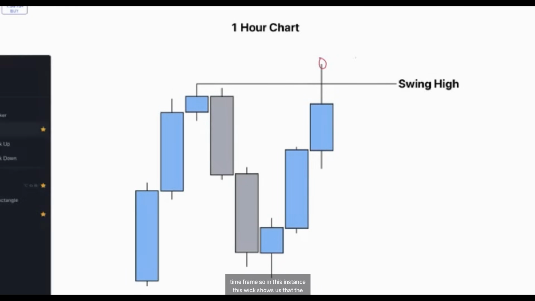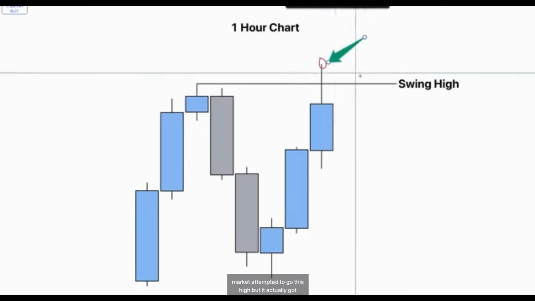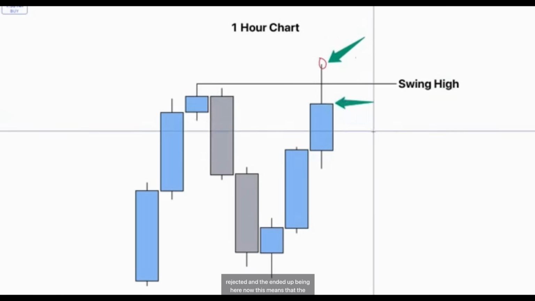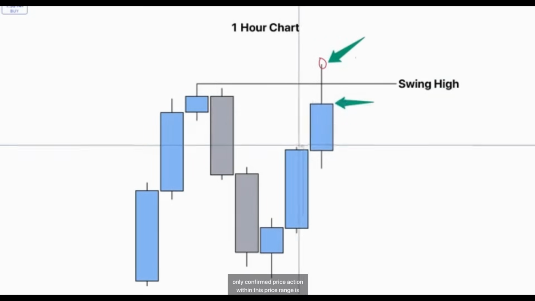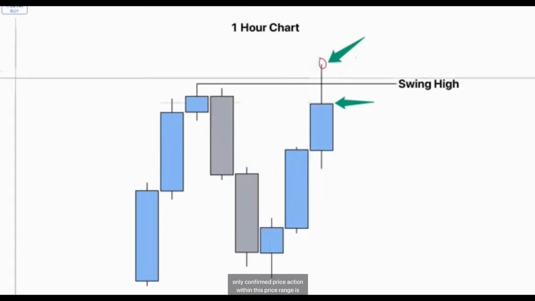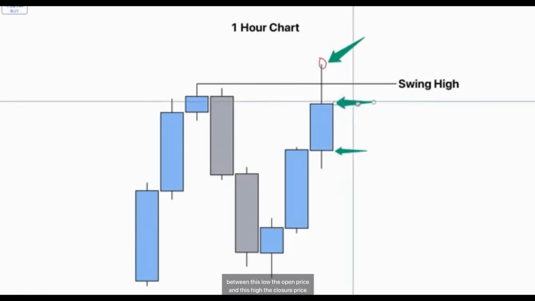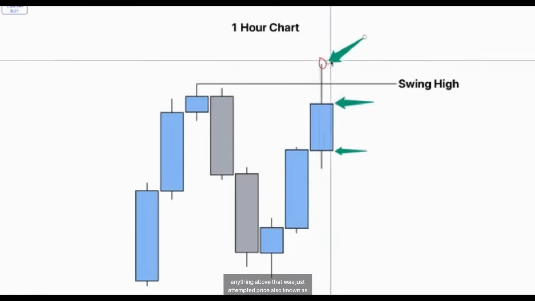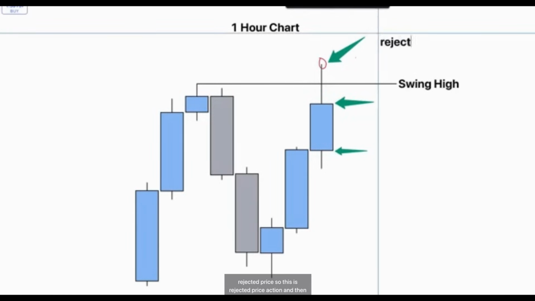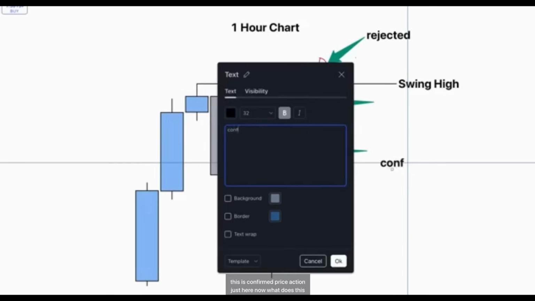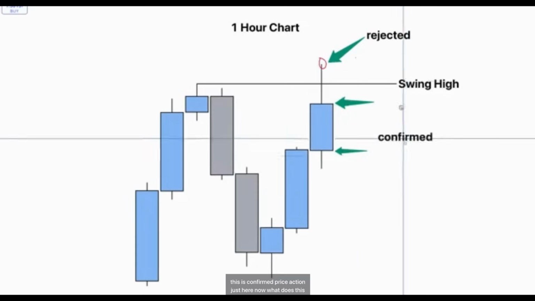So in this instance, this wick shows us that the market attempted to go this high, but it actually got rejected and the closure ended up being here. Now this means that the only confirmed price action within this price range is between this low, the open price, and this high, the closure price. Anything above that was just attempted price, also known as rejected price. So this is rejected price action, and then this is confirmed price action, just here.